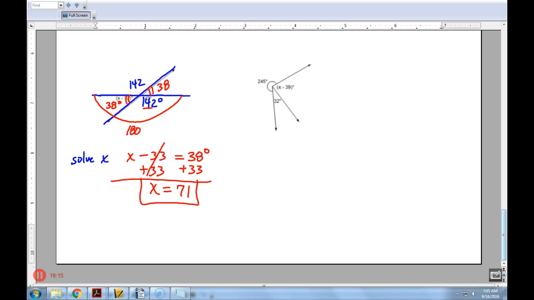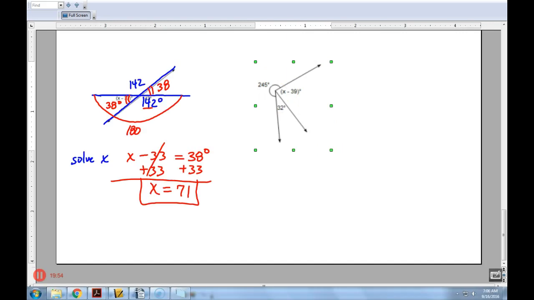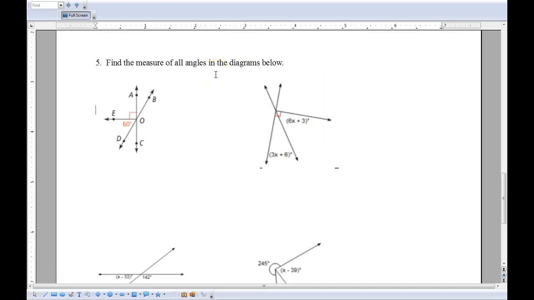All right, final example here. I'm going to blow this one up a little bit too, just so I can see it a little bit better. All right, let me get rid of those green dots. Sorry about that. Scroll down.